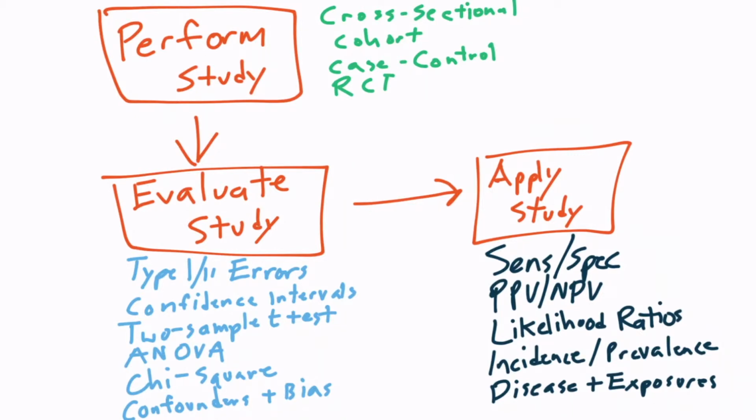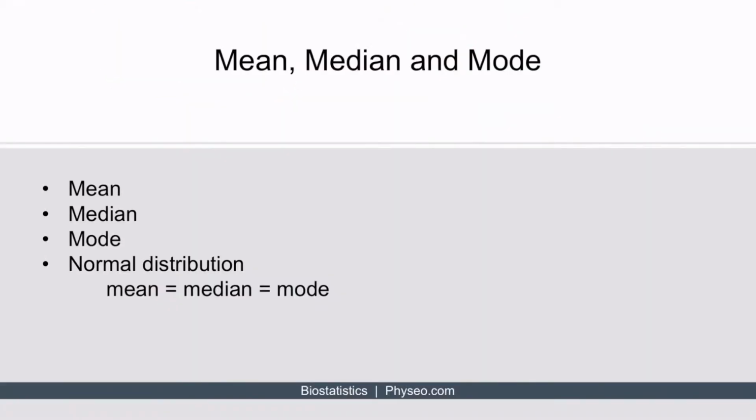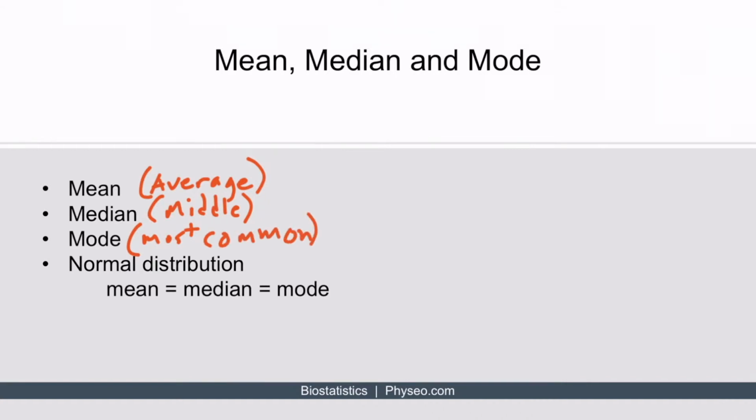Now, before you go into those sections, let's dive into some specific terms you will need moving forward. Let's start off by talking about the mean, median, and mode. The mean is the average number in a data set. The median is the middle number of a data set, and the mode is the most common number in the data set. With normal distribution of data, so a normal distribution curve, a bell curve, or Gaussian curve, the mean, median, and mode all equal each other, as you can see here.